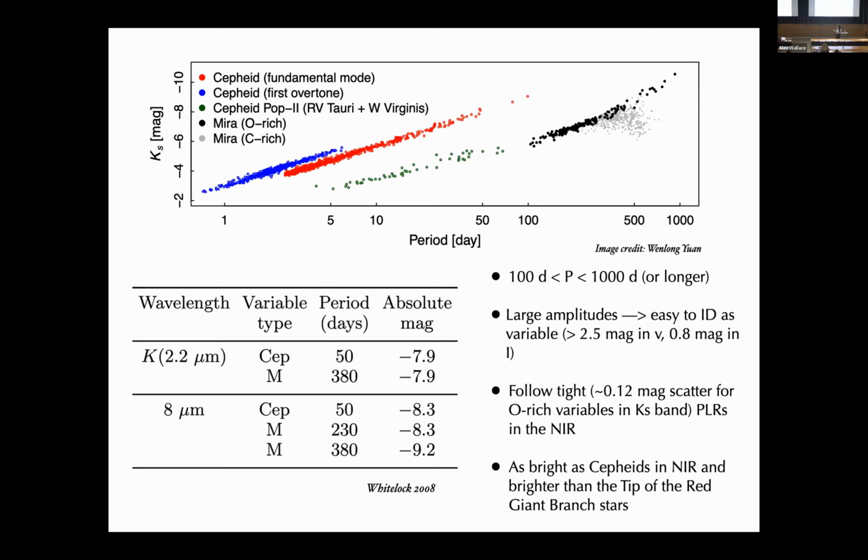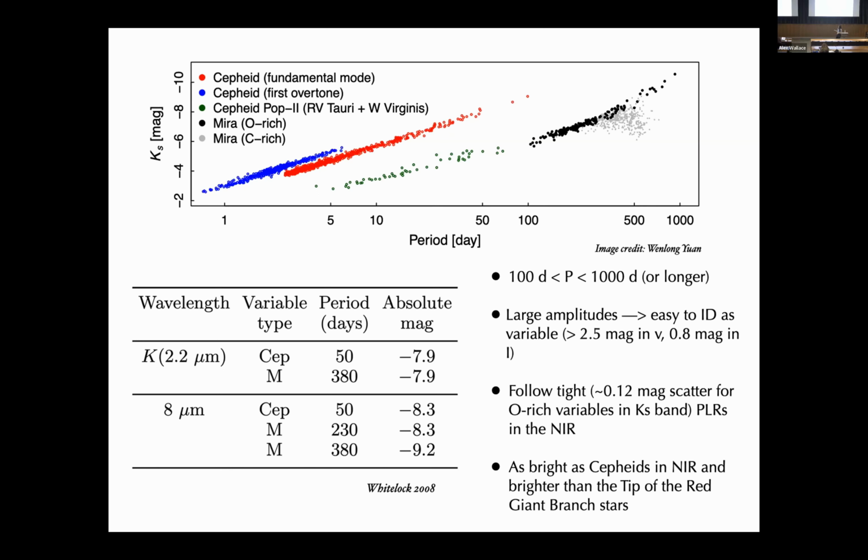Okay, so these stars also have very long periods, ranging from between 100 to 1,000 days or even longer. They have large amplitudes in the V band. Sometimes they can even get up to 10 magnitudes. And they follow very tight PL relations, meaning the scatter is about 0.12 magnitudes in the infrared or near infrared. And as you can see from this great review paper by Patricia Whitelock, Cepheids in the near infrared are about the same brightness as Miras. So that means we can actually go to the same distance. And they're, of course, brighter than tip of the red giant branch stars.